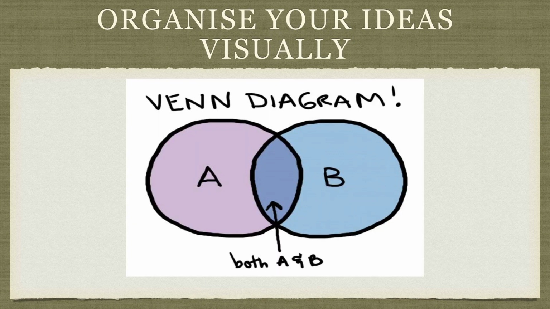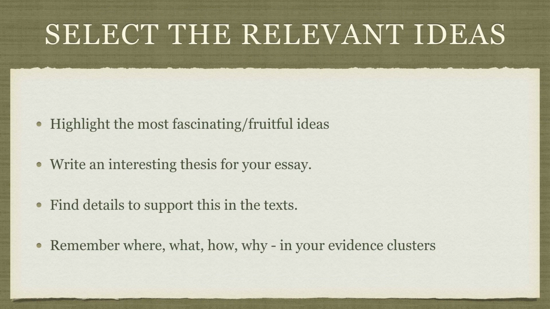So one useful tool when you're doing comparative essays is to organize your ideas visually. And I think a Venn diagram is an excellent tool for that, because you can easily see how the two texts in this case are different and what elements they share. You might have the overlapping intersecting part of the Venn diagram a bit bigger, but in essence that's a good tool for planning. So once you've brainstormed your ideas, then you need to select what's relevant. So highlight the most fascinating, fruitful ideas that you can really expand into useful paragraphs.